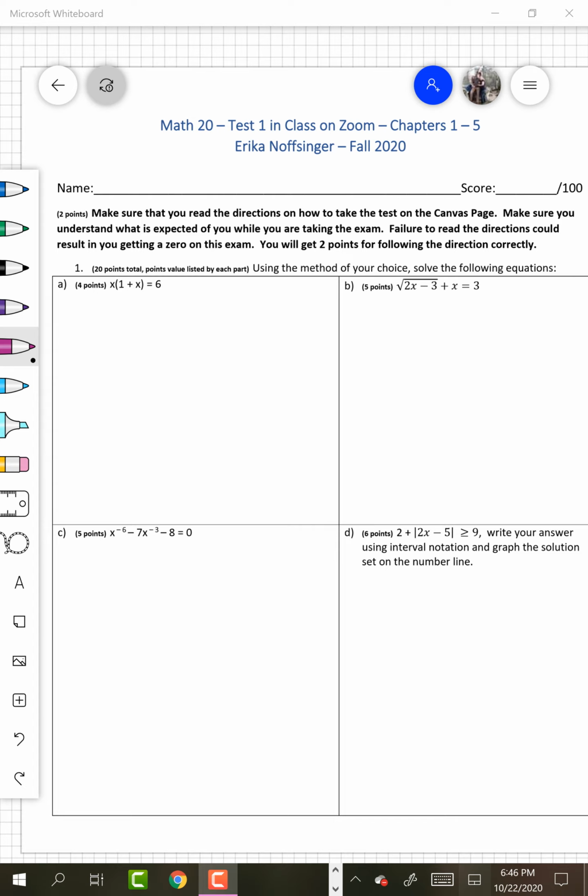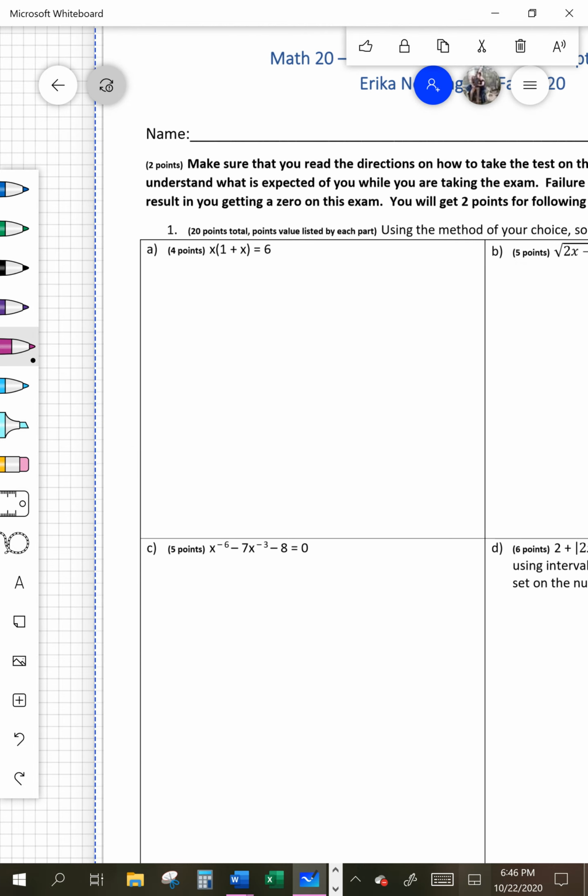For this assignment, you're going to grade your exam that you just took in class. So we're looking at the first problem, 1a, x times the quantity 1 plus x equals 6. You're trying to solve this. And so let's first distribute the x inside the parentheses and then set this equal to 0.